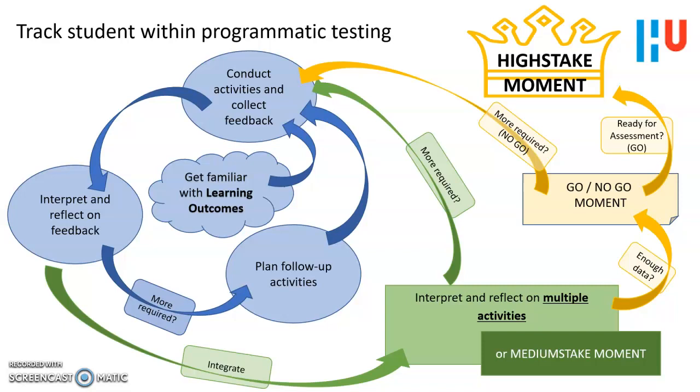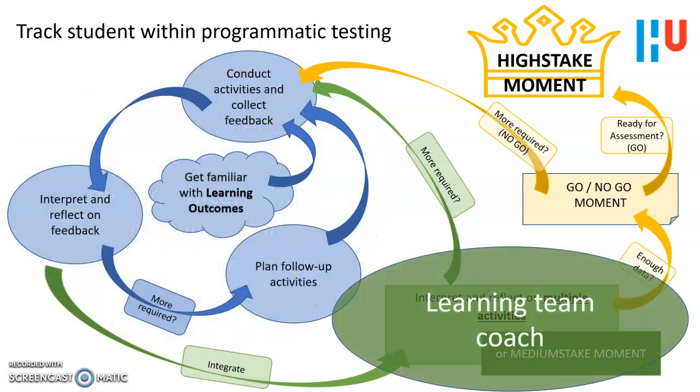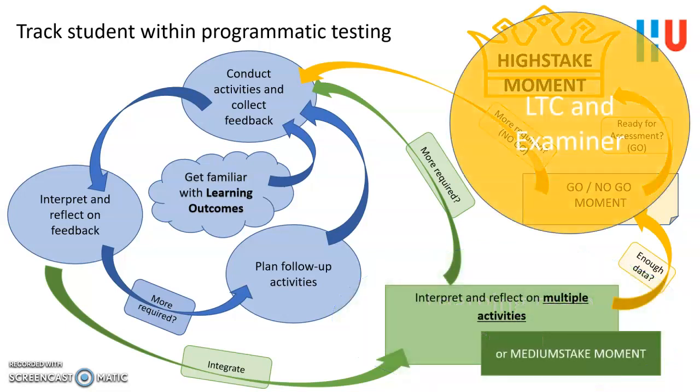You see different colors representing the different people who support you in these steps, and you see arrows. They represent your learning process. The blue color indicates the steps you take together with your peers, your subject teacher, and your internship mentor and internship supervisor, with additional support from your learning team coach. The green color shows the steps you take together with your learning team coach, and the yellow color indicates the steps for rounding off a module. This involves your learning team coach and an examiner.